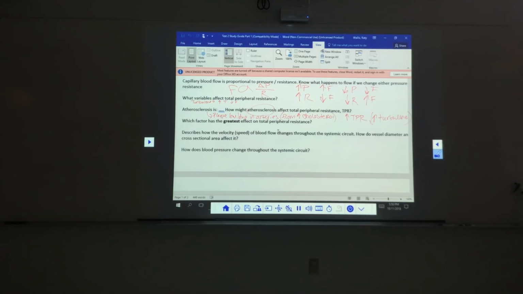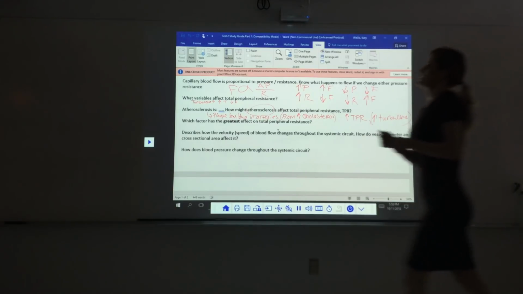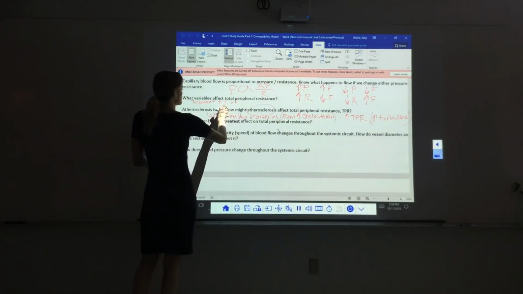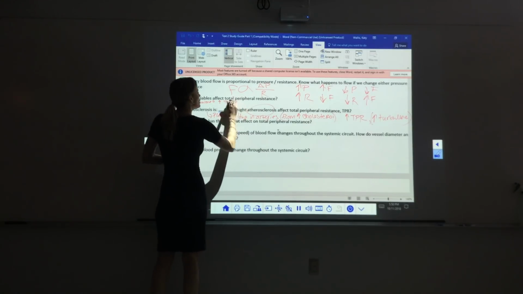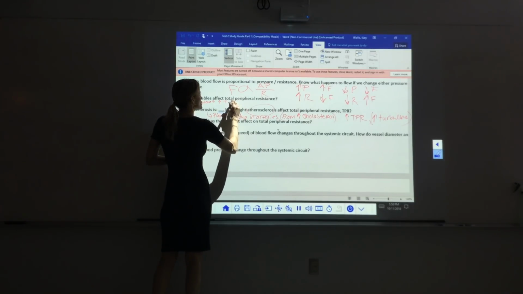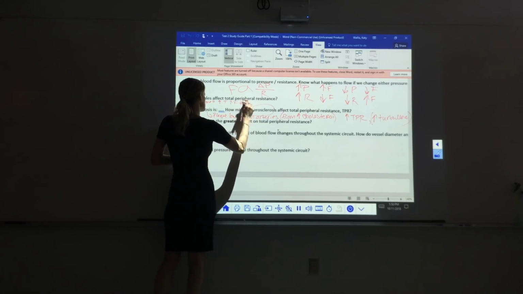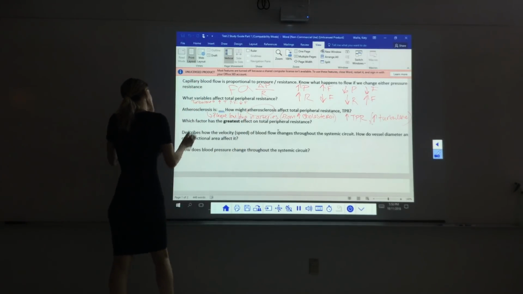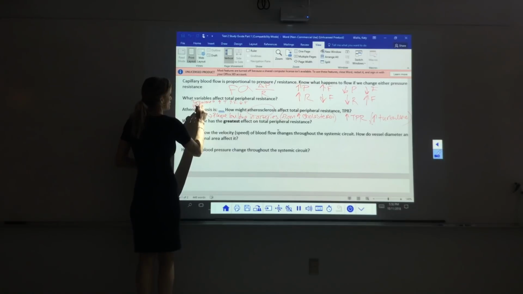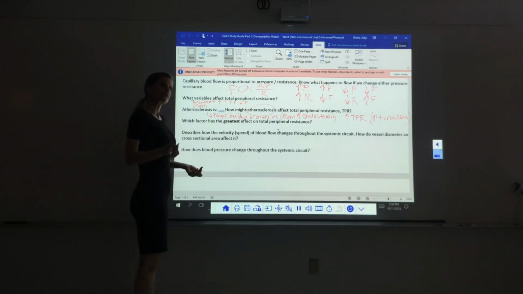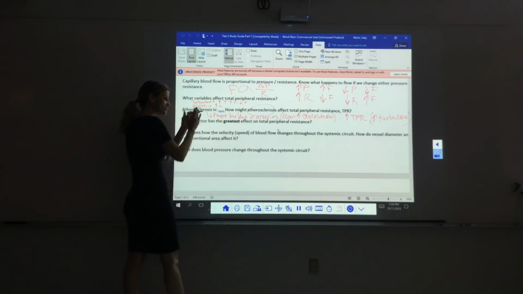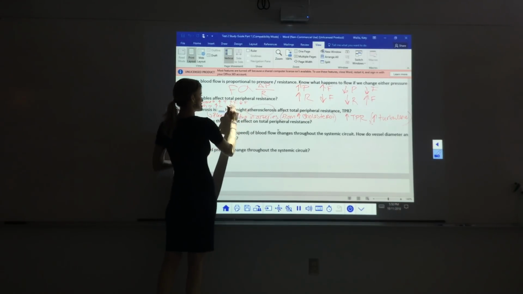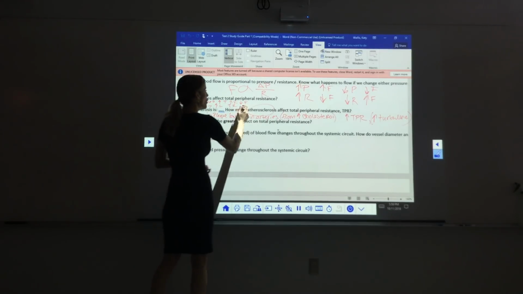So turbulence can affect resistance. Turbulence increases resistance, so decreases flow. Let me write it that way. Increases resistance, so decreases flow. How about vessel length? Right, how long the vessel is. If the vessel is longer, if you increase it in length, what do you do to resistance? You would increase resistance and decrease flow.